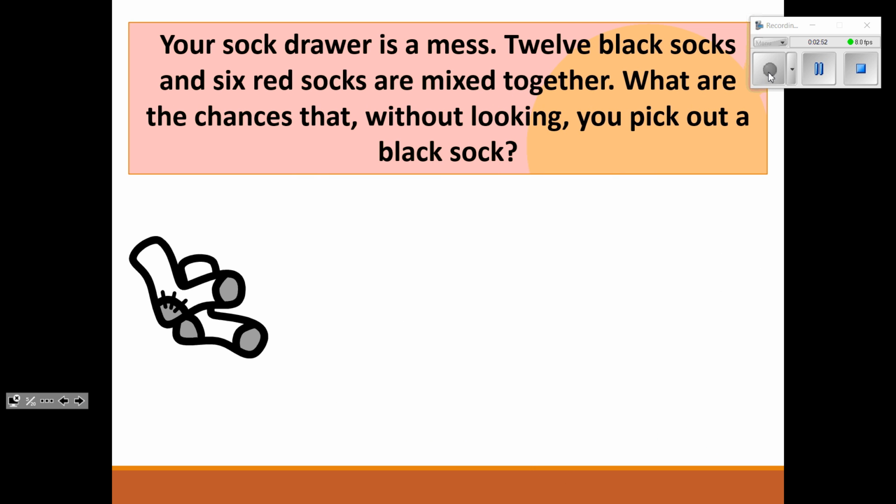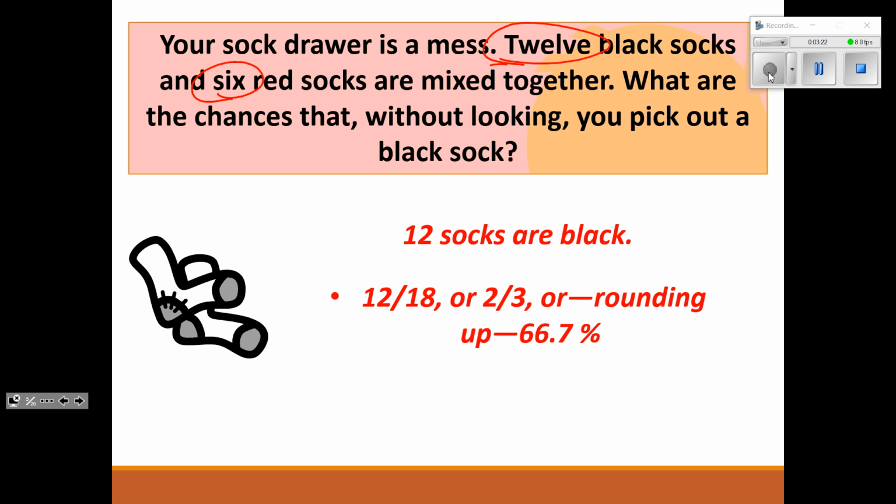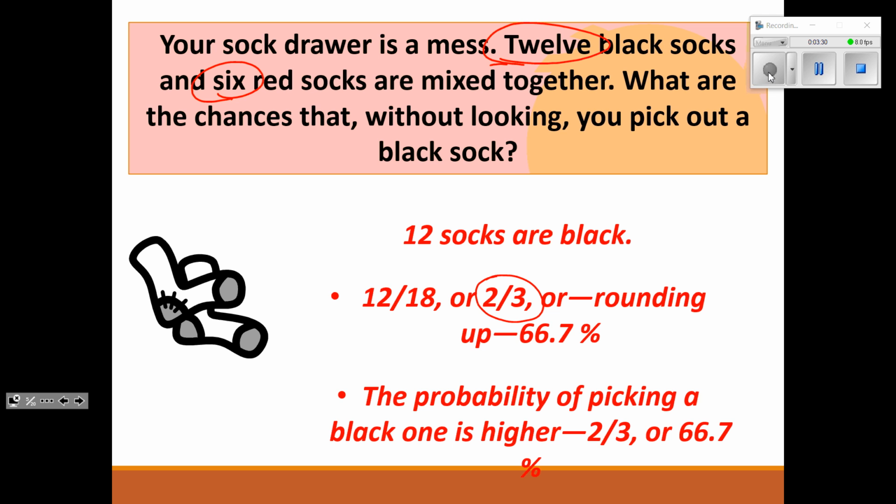Your sock drawer is a mess. 12 black socks and 6 red socks are mixed together. We have the same scenario, so our total number of socks is 18, so that goes on the bottom. What are the chances that without looking you pick out a black sock? Well, this time on top we're going to put the number of black socks, which was 12. So you simply just write 12 to 18. 12 out of 18 chances that you're going to pull out a black sock, and you can write that as a fraction or as a percent or as a decimal. If you simplify 12/18, it is 2/3, and that would be 67% if you round it up to the nearest whole number.